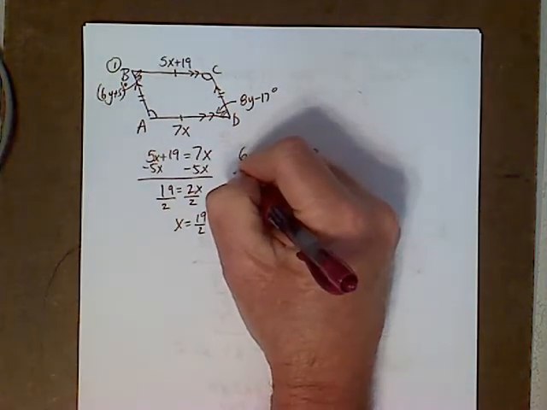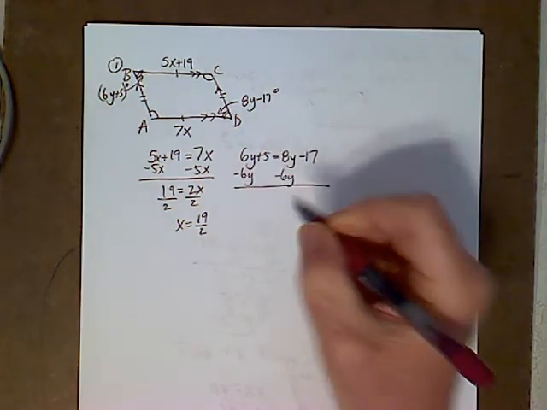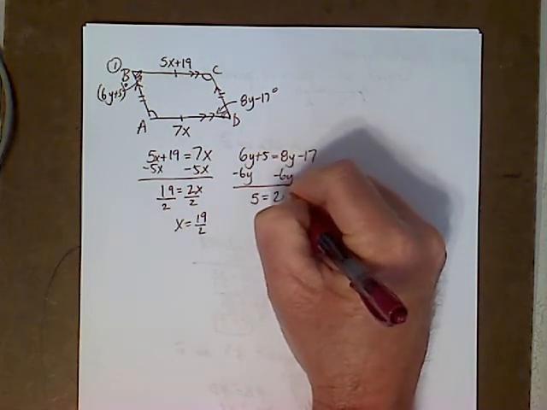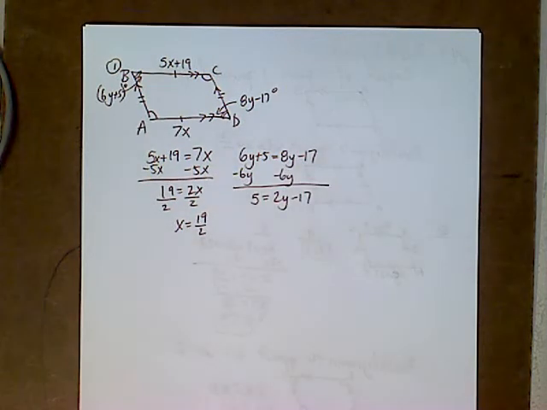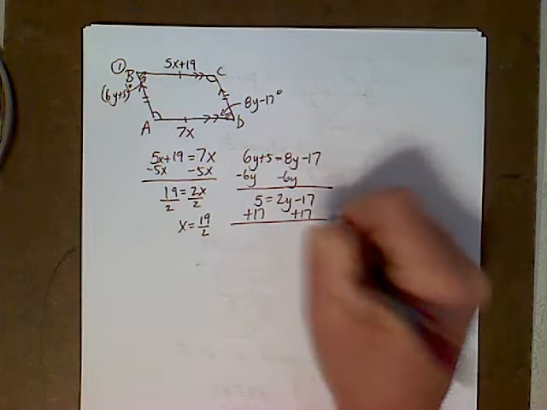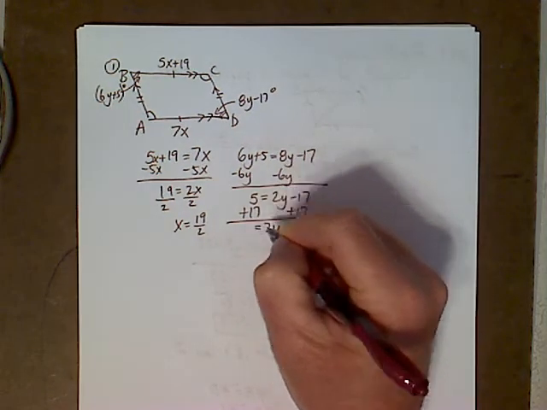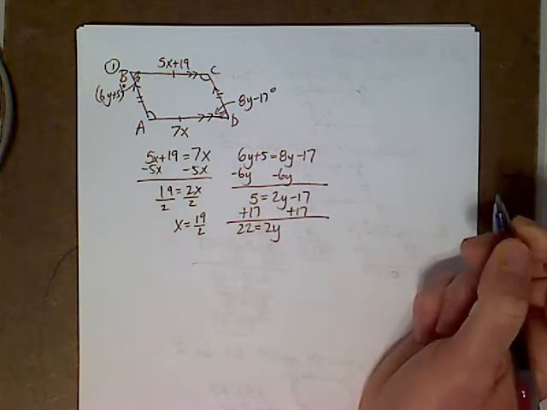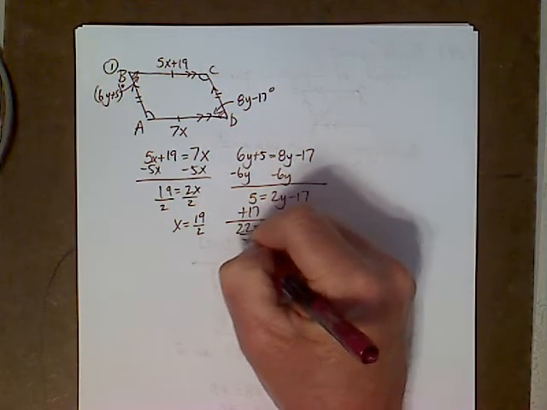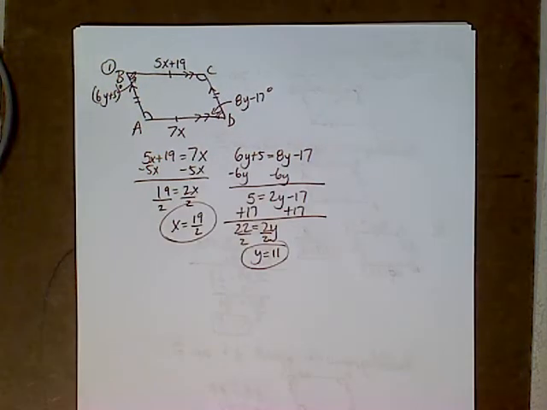Okay, so I'm going to subtract over 6y. And if I do that, I end up with 5 equals 2y minus 17. I'm going to add 17 to the other side, and I'll have that 2y is going to equal 22. Divide each side by 2, and I'll have y equals 11. So there's my two answers.